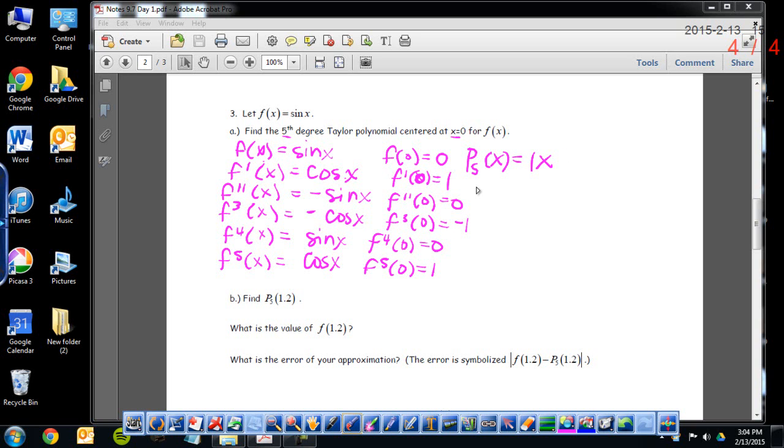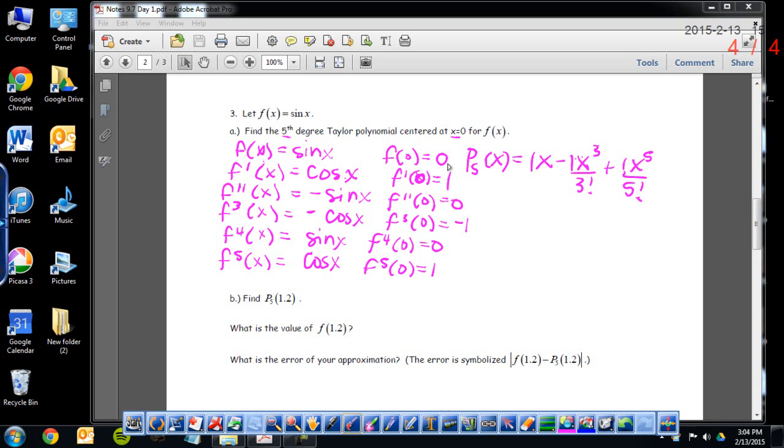And then technically it would be the second derivative times x squared over 2 factorial, but that term is going to be 0. And then my third derivative is -1, and that's going to be times x cubed over 3 factorial. And technically next, plus 0 times x to the fourth over 4 factorial. And then plus the fifth derivative, which is 1 times x to the fifth over 5 factorial. So we have created the fifth degree Taylor polynomial for f of x equals sine x.